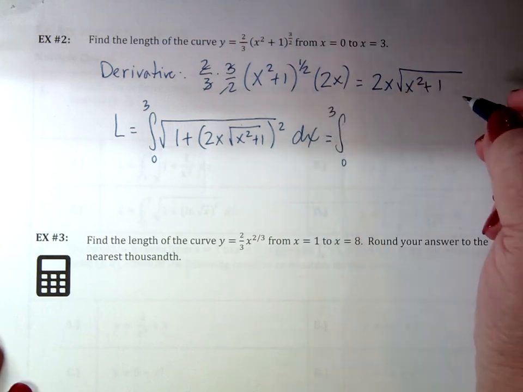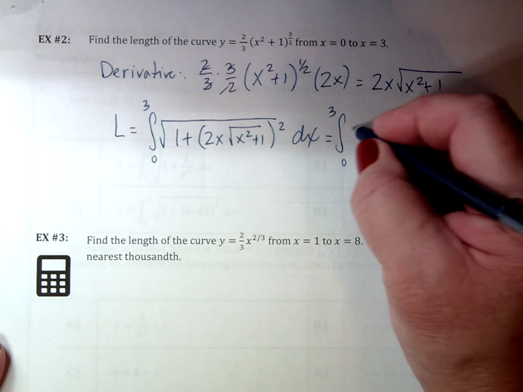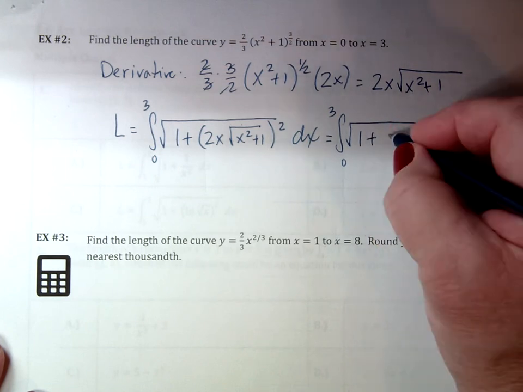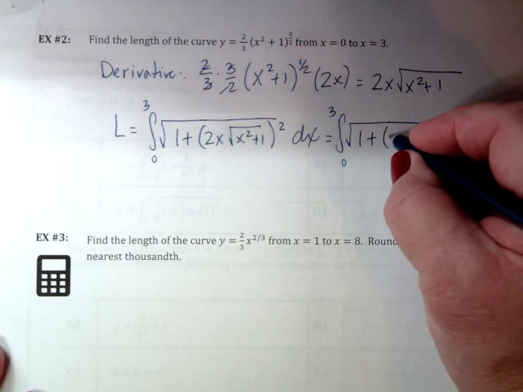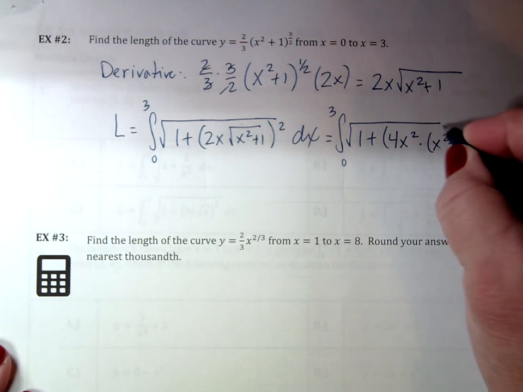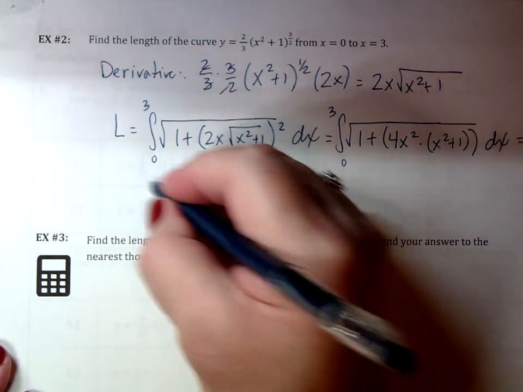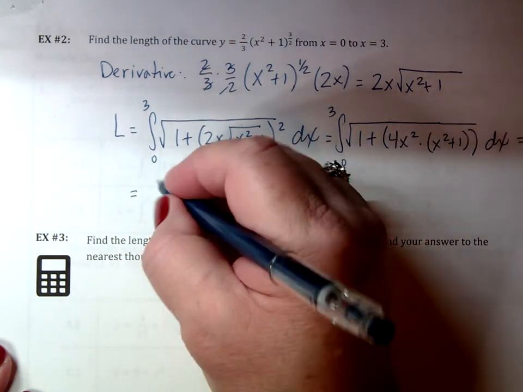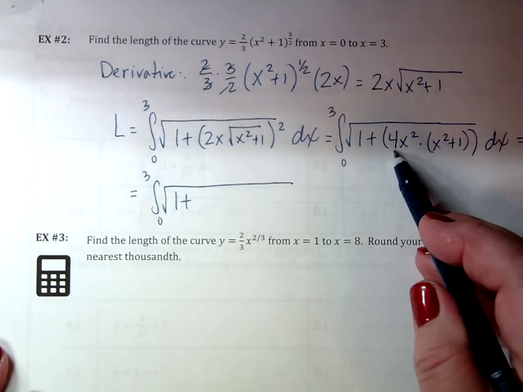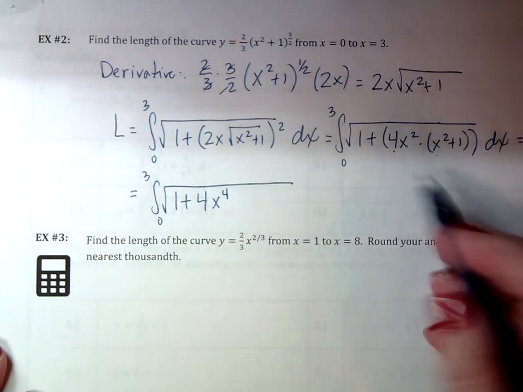See if we can clean it up before we put it in the calculator, right? This is going to be kind of messy to put in a calculator with a square root of a square root. So you can, if you want to, stop right there and put it in, but we're going to make it just a little bit prettier. I have a 1 plus. Square the 2x, 4x squared. Square the square root, x squared plus 1, undoes it, right? And that is with respect to x. Can I make that any better? I think I can. It's going to equal the integral from 0 to 3, big old square root, 1 plus 4x squared times x squared is 4x to the 4th, and 4x squared times 1 is 4x squared.